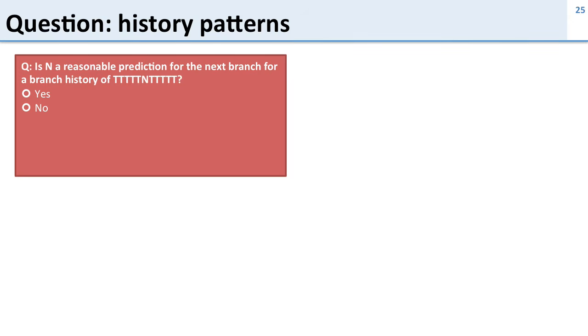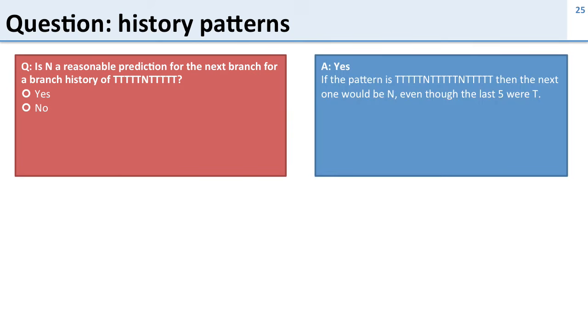Here's a question about history patterns. Is not taken a reasonable prediction for the next branch for a branch history pattern that looks like this? Well, yes, it is a reasonable prediction. If the pattern is 5 takens and not taken, 5 takens and not taken, then the next one would be not taken. However, we just saw 5 takens in a row, so it's reasonable to think that the next branch will also be taken.